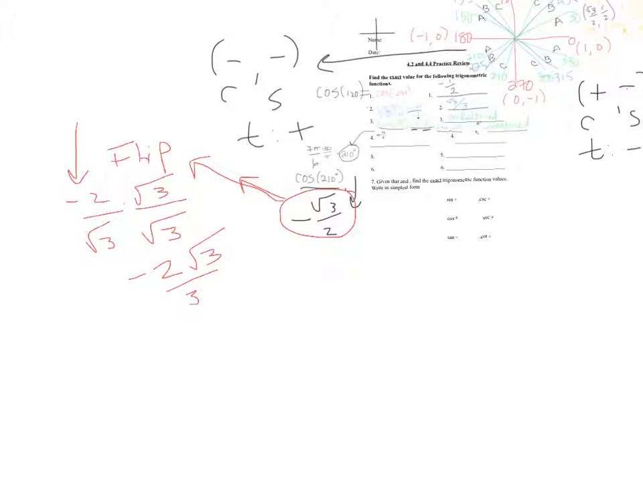I have to rationalize, so I have to multiply by root 3 over root 3. So then my final answer will be negative 2 root 3 over 3. That's the secant of 7 pi over 6, or the secant of 210 degrees.